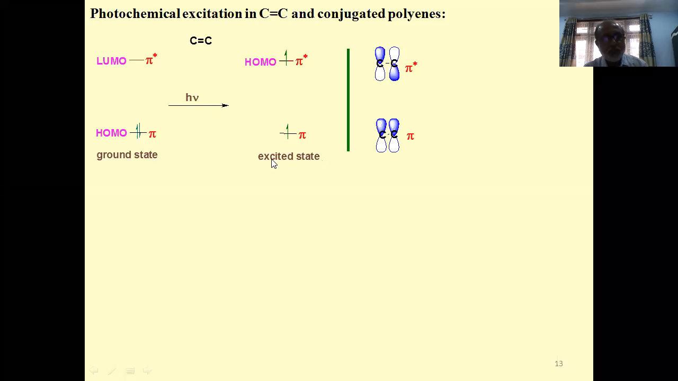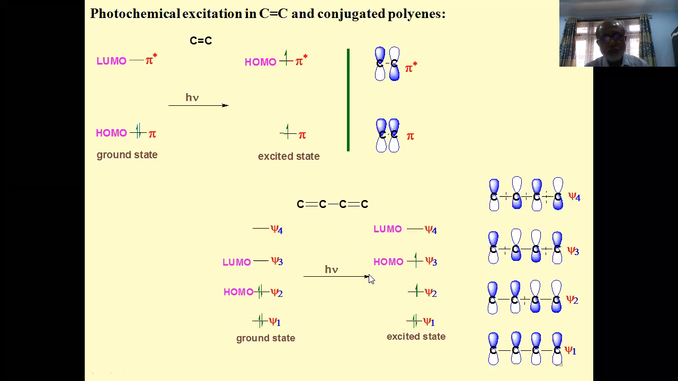But in this process, what has happened? In the ground state, HOMO was your pi orbital, but in this excited state, HOMO is your pi star orbital. And what is their orbital picture here? You see here, pi was having these two lobes side by side, same phase, but here pi star has this opposite phase. So this is what you have to remember.